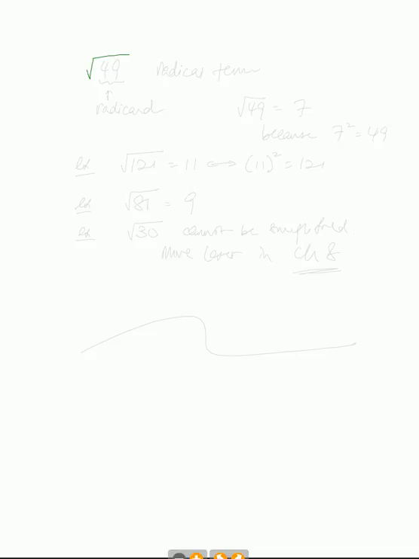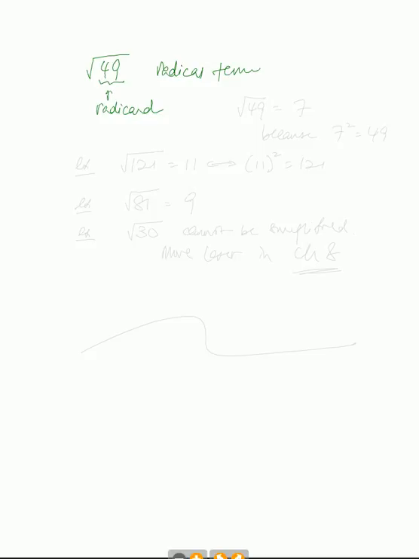For example, the number 49. This is a radical term, okay? And we call it a radical term because it's in the square root. The number inside has a name. We call him the radicand. So the radicand is referring to what's inside.